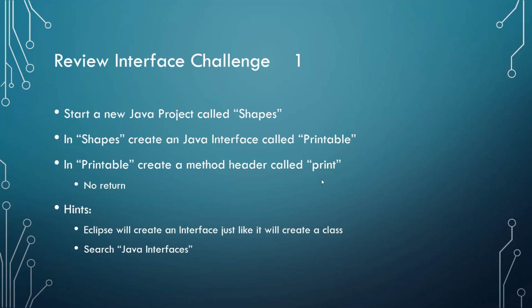Okay, let's review it. We started a new Java project called Shapes. In Shapes, we created an interface called Printable. In Printable, we created a method header called print, with no return and no parameter type.